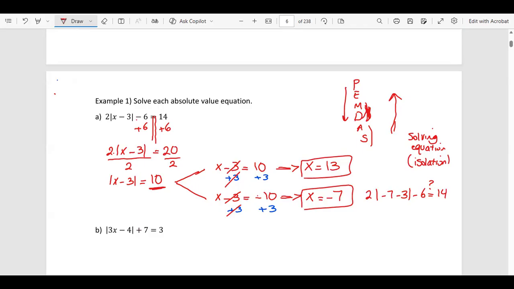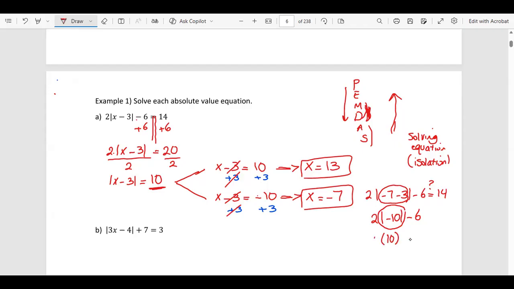So first of all, this time I'm working with PEMDAS in the original direction, because I'm just working with numbers. I'm not isolating something. So let's find the inside of the absolute value. What's negative 7 minus 3, which is negative 10. Then I have to find the absolute value of negative 10. And I know the absolute value's job is to make everything positive. So the absolute value of negative 10 is positive 10.